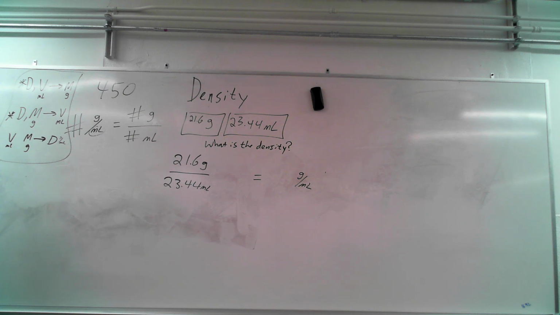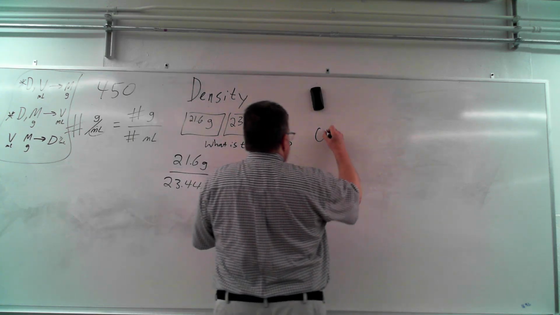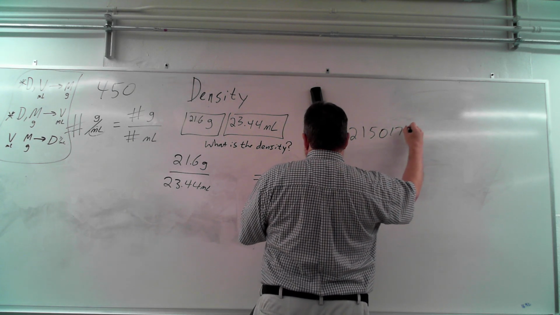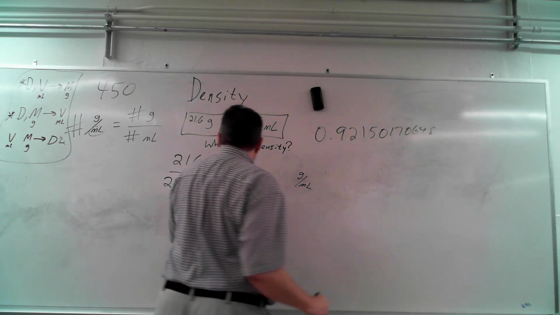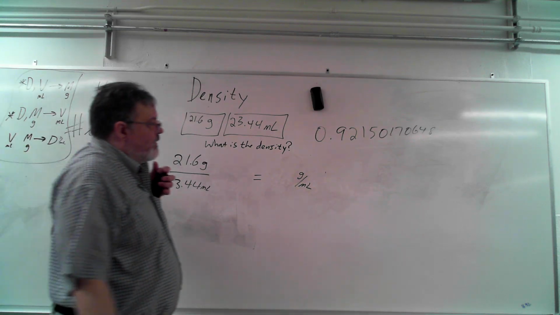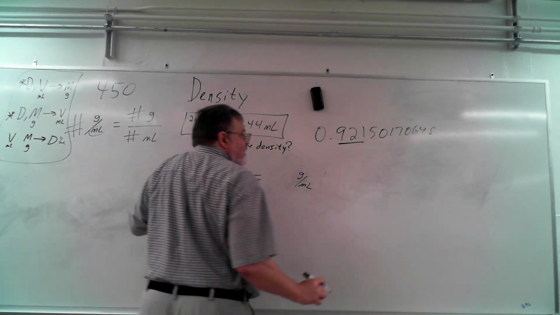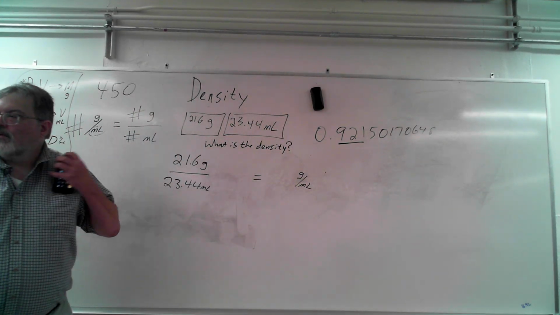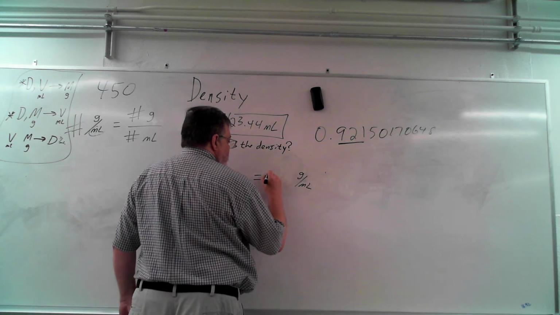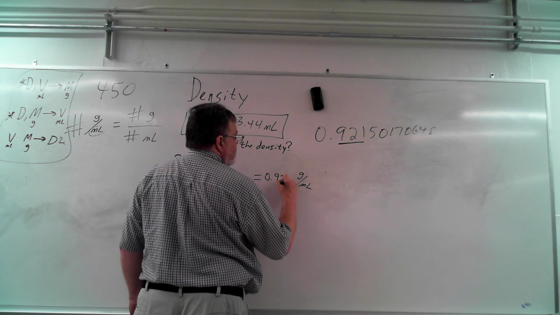Divided by 23.44. My calculator says 0.921507. How many significant figures do I want? 3, so it's those. So what's my final answer? The 5 rounds to 1, so it's 0.922.